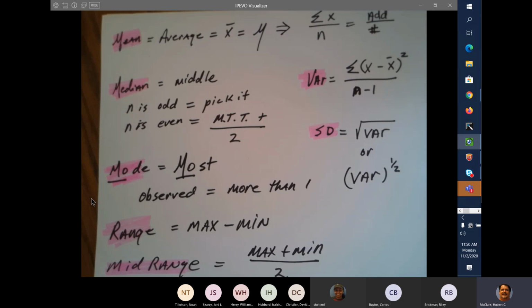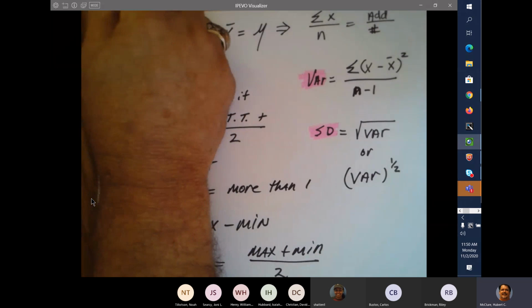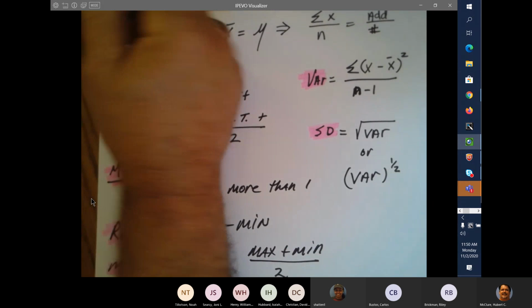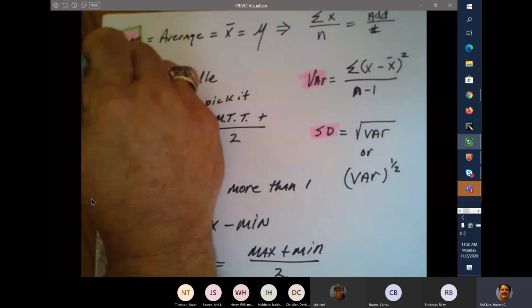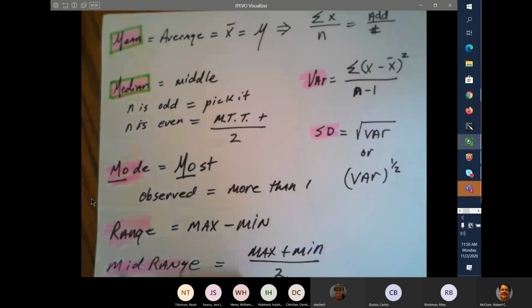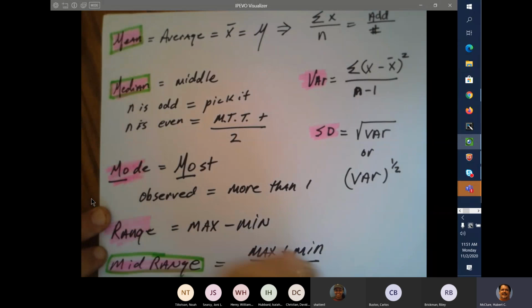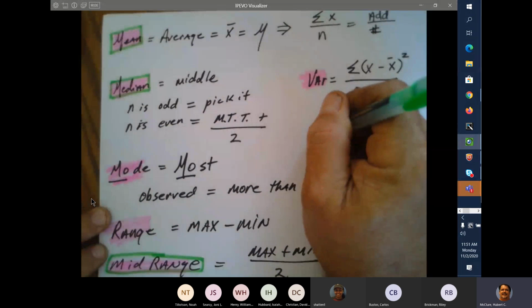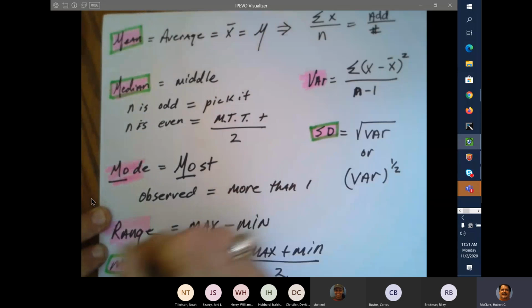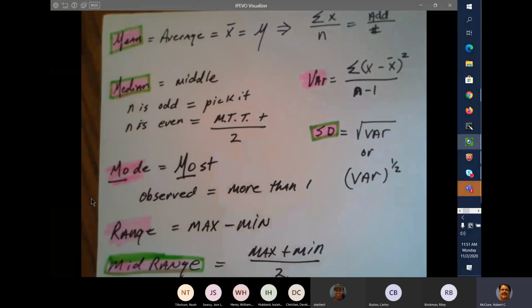What's the most important? Well, if I'm looking at y'all and saying that y'all might be here in Math 120 next semester, the most important is these two guys, along with the mid-range and the standard deviation. Okay, so those are very important.